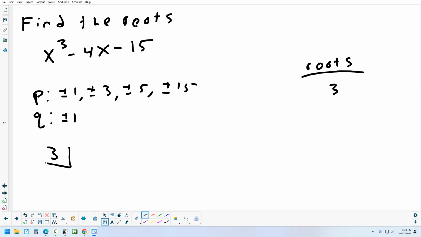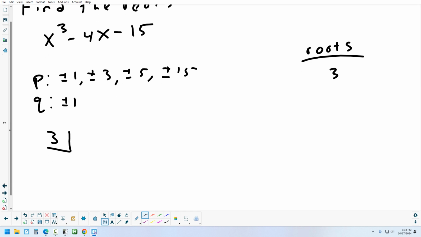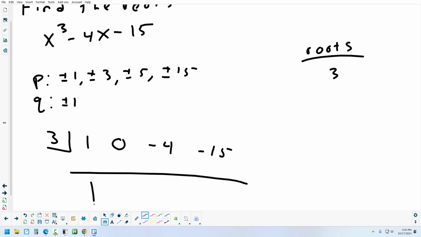So Cole, what would I put on the inside for my numbers? 1, 0 first, then -4, and -15. Yep. So just don't forget the 0 because of that x squared term. There isn't one. Okay, bring down my 1. 3 times 1 is going to give me 3. What's 0 plus 3? 3. And 3 times 3? 9. 9 plus -4. 5. 3 times 5? 15. And add those up? 0. So now we're left with that.